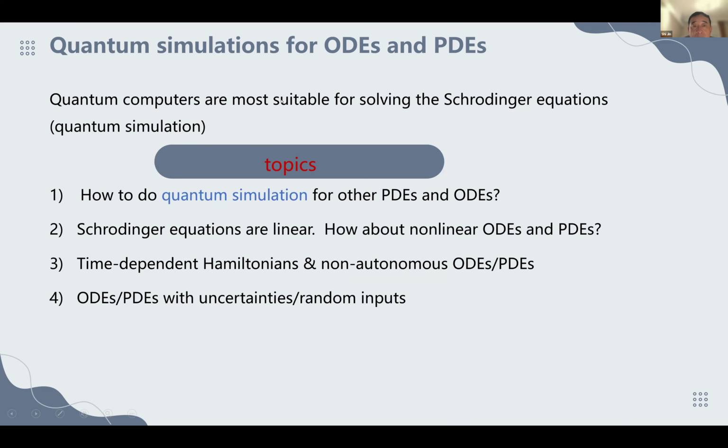So basically, today I'm going to cover the following topic. The process of solving the Schrodinger equation is called quantum simulation. All right. So essentially, the quantum computer can only do quantum simulation.